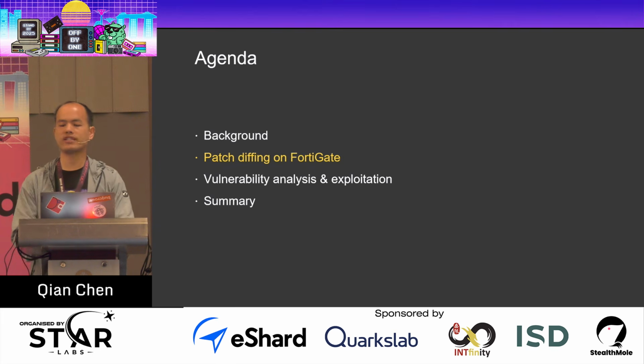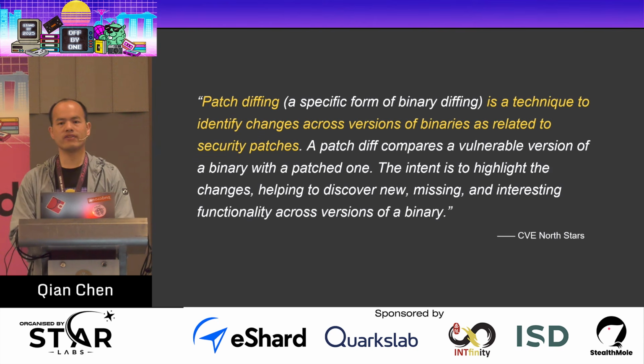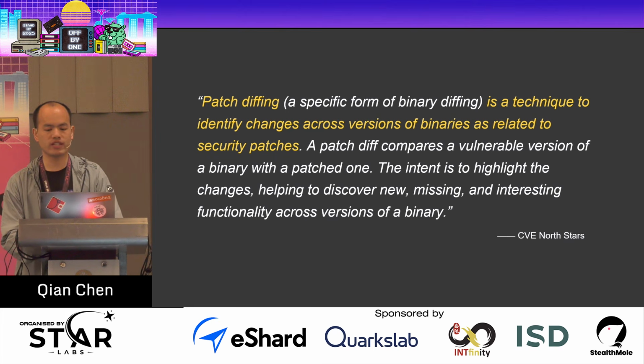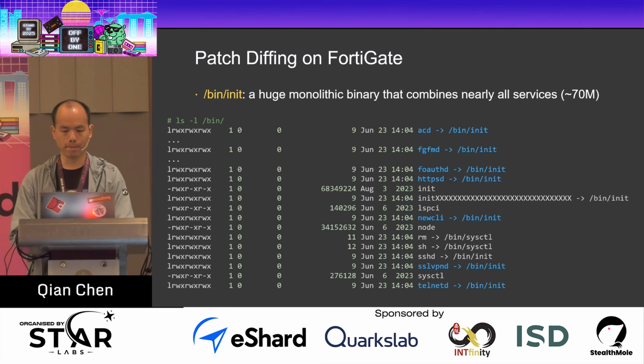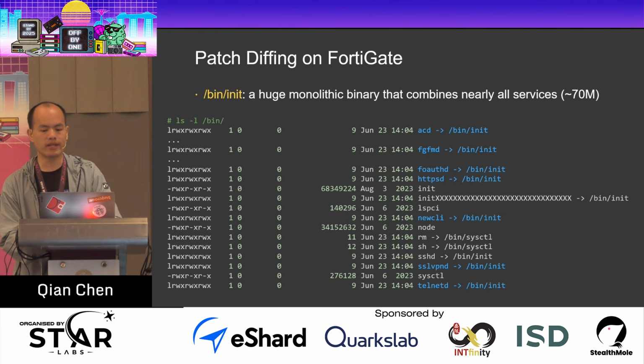Now that we have a general idea of FortiGate security history and hardening efforts, let's move on to the next part. In part 2, we'll describe our technique for performing efficient patch diffing on FortiGate. Patch Diffing is a well-known technique used to identify changes across versions or binaries related to security patches. For FortiGate devices, patch Diffing can also be used to learn from historical vulnerabilities.